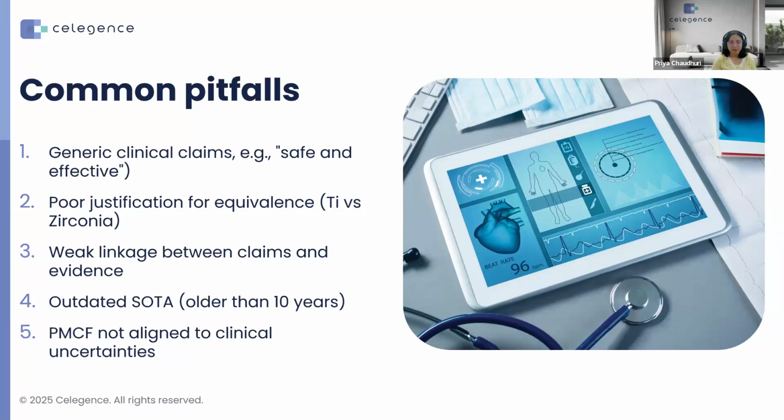So the MDR as well as the MDCG says that all the claims should be specific, measurable, and clinically justified. So for example, claiming a 98% implant survival rate for over 7 years is a strong and audit-proof statement that cannot easily be questioned, and it has a really low chance of being questioned by notified bodies.